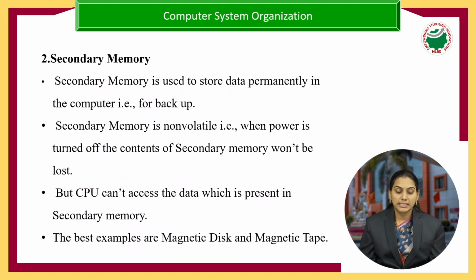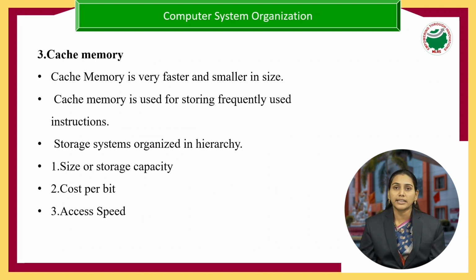Next is secondary memory. Secondary memory is used to store data permanently in the computer, for backup purposes. Secondary memory is a non-volatile memory. When the power is turned off, the contents of secondary memory won't be lost. But the CPU can't access the data which is present in secondary memory. The best examples are hard disk, magnetic disks, and magnetic tapes.